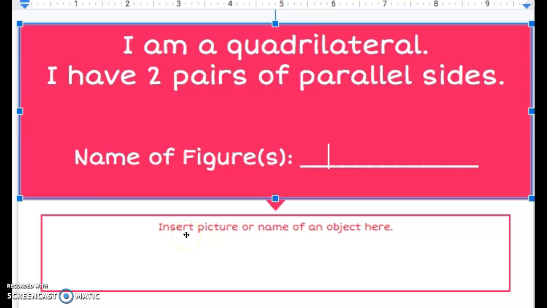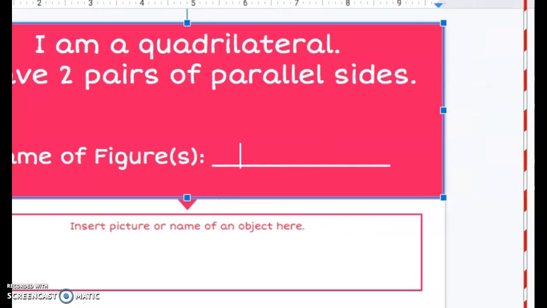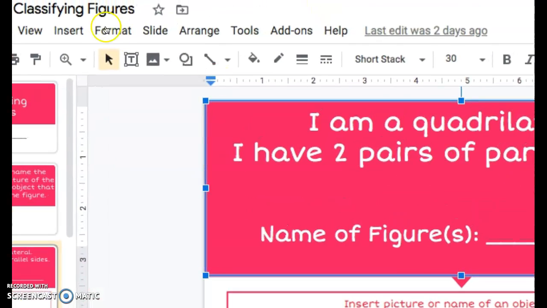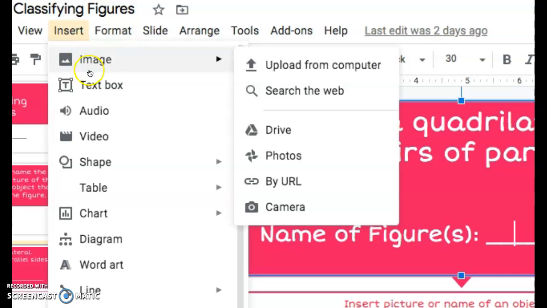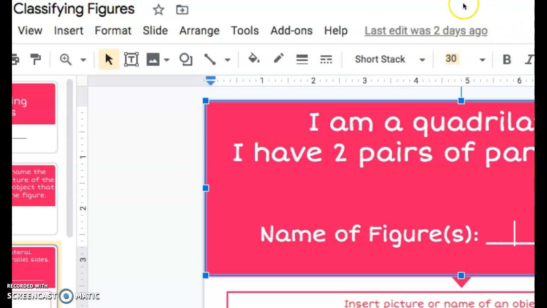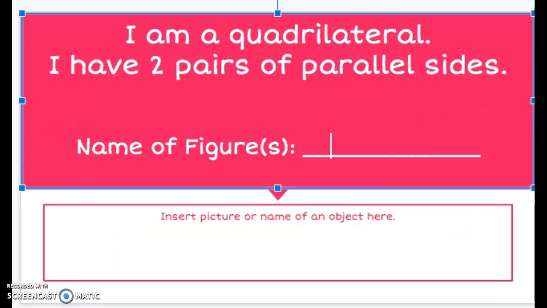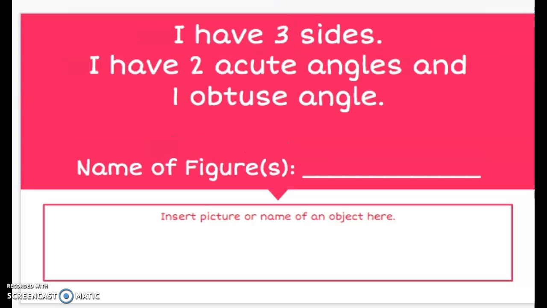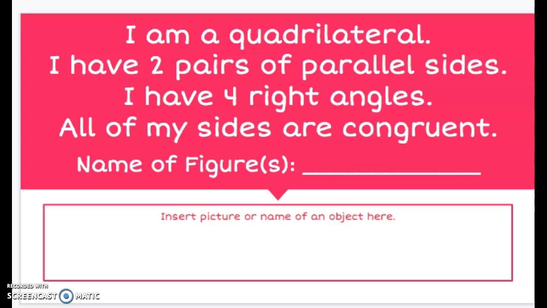I would prefer the picture, and so I'm going to show you how to do that, okay? I'm going to extend my screen, and right here where you see insert, you can go to image, and you can search from the web, and that's where you could type in the name of the shape that you're going to insert into that box. You will continue going through this Google slide and answer the rest of the slides based on the clues that are given to you, okay?